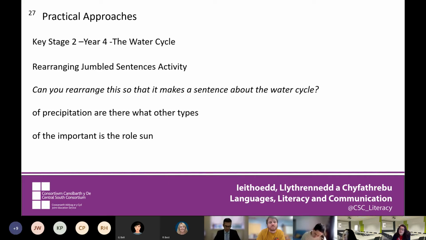You can also try asking pupils to rearrange jumbled sentences. This is another powerful strategy. It doesn't just teach them about the subject content or the sentence structure, it also gets them to consider their punctuation more carefully. You could say something like, can you rearrange this so that it makes a sentence about the water cycle? So again, they've got to activate their prior knowledge. They're thinking about what constitutes a sentence in having to rearrange that.